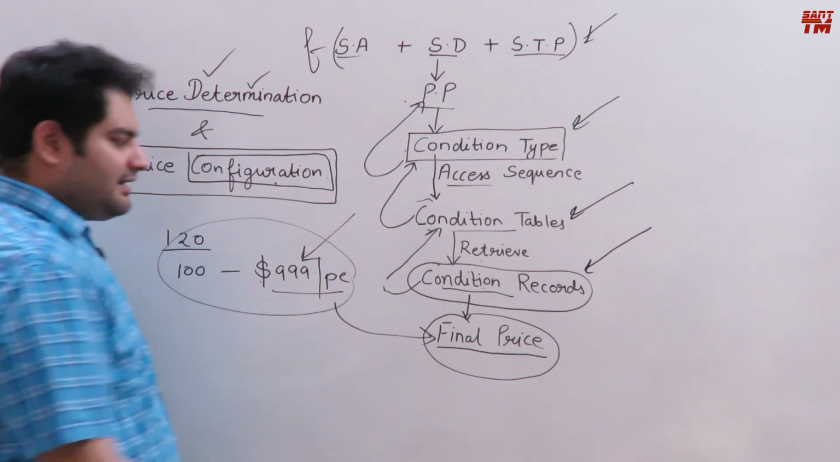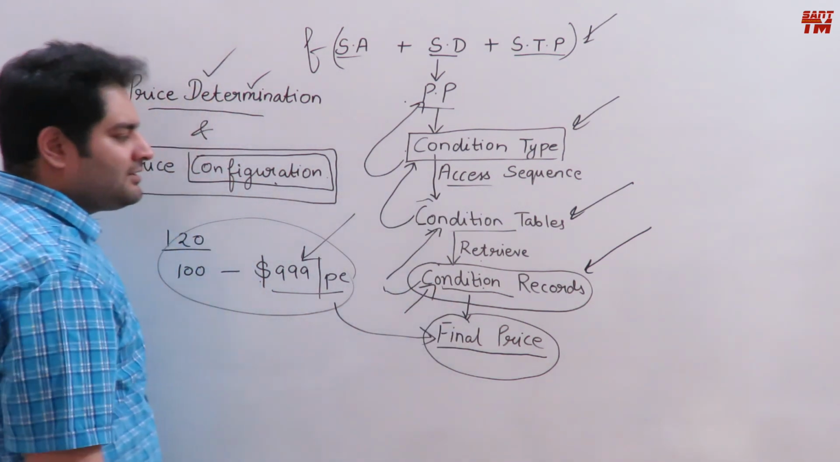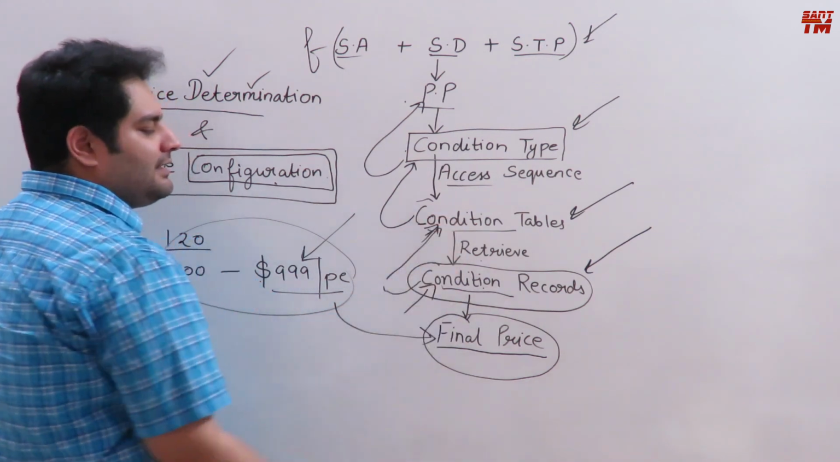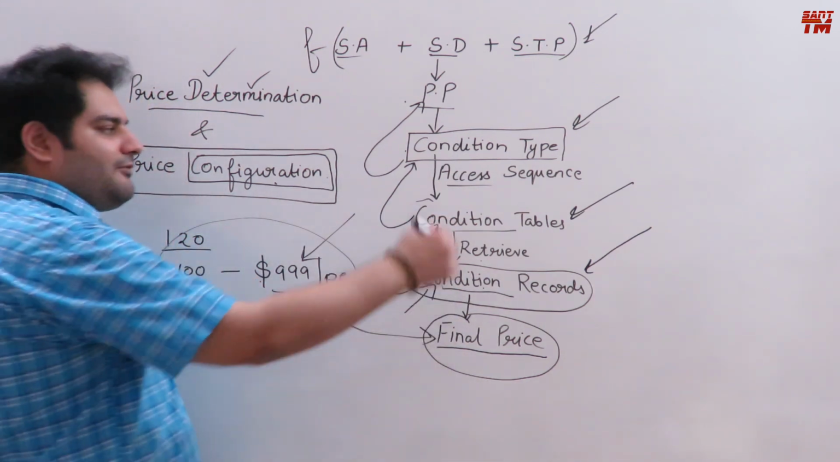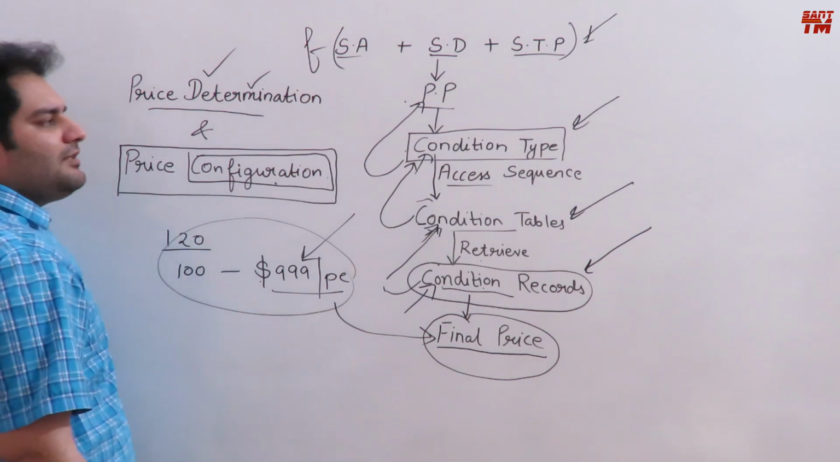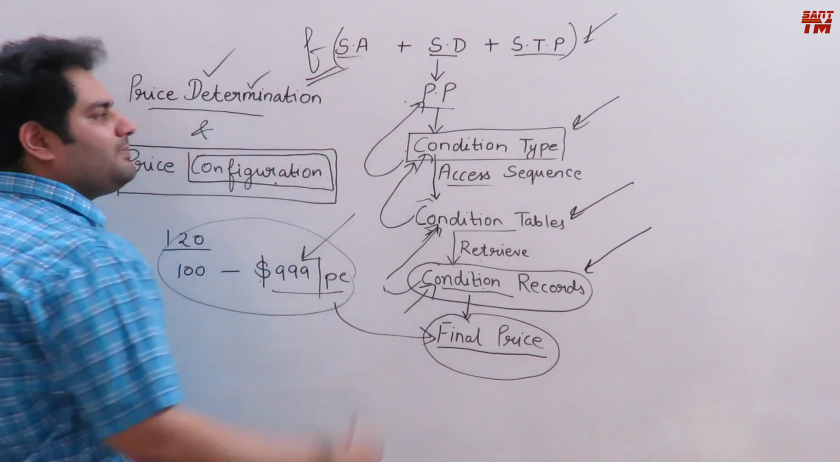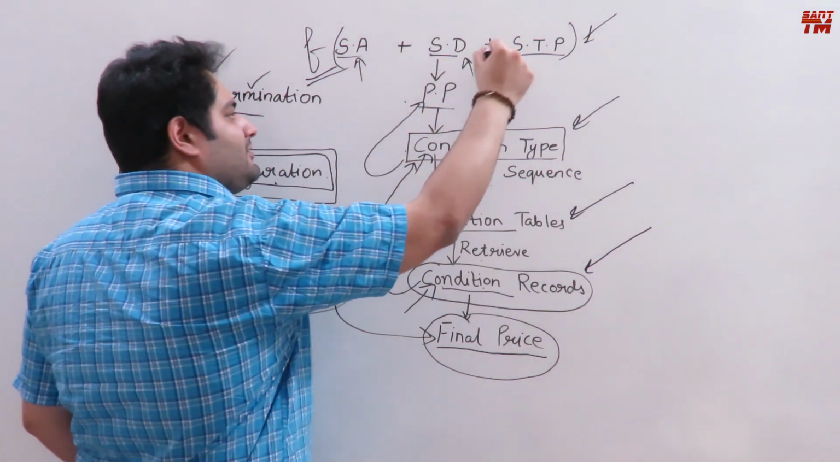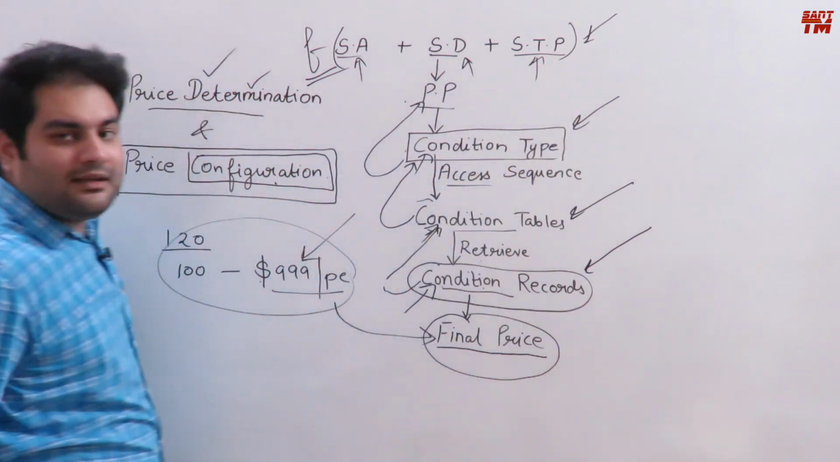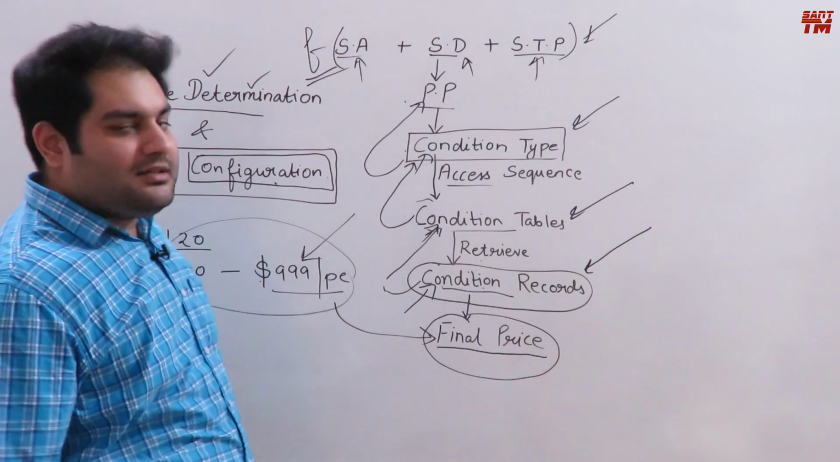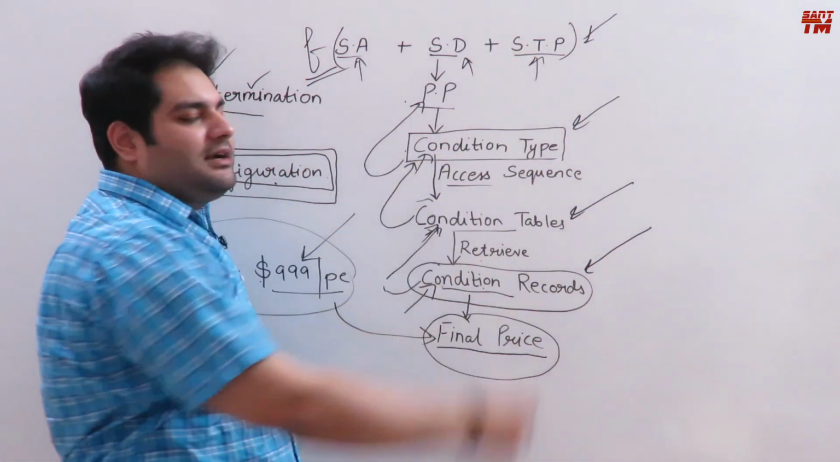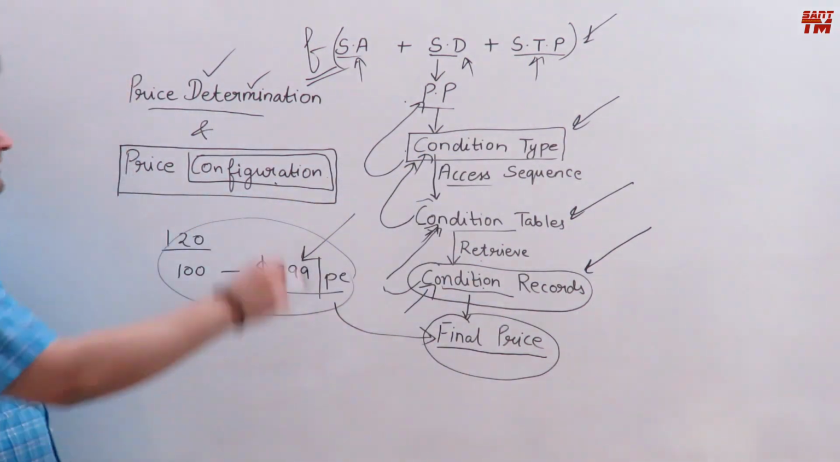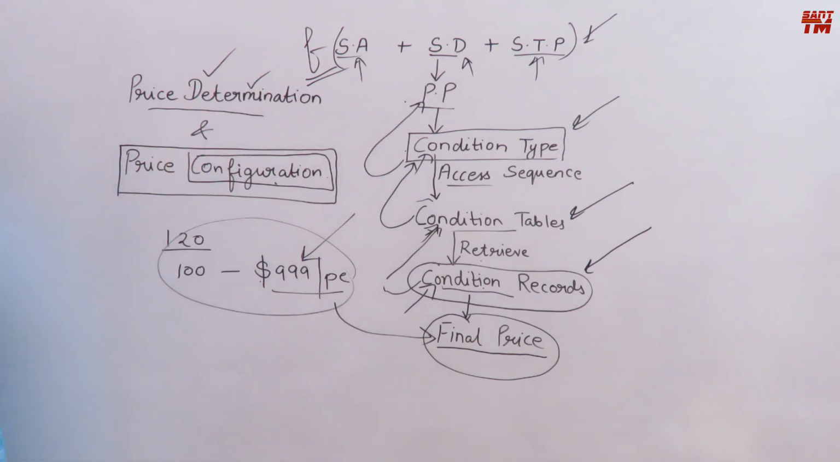We have to set the values in the condition records. We have to set the fields and data in the condition tables. We have to make the condition types. We have to judge this function of pricing procedure. We have to make the sales area. We have to make the sales document, and we have to make the customer database, that is the customer master record, to get the sold to parties. I hope it is clear to you what is the major difference between determination and configuration.